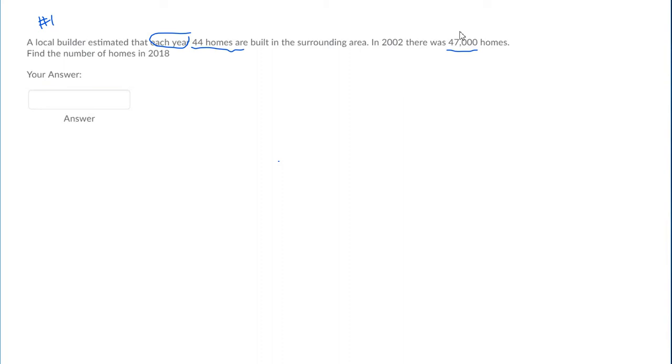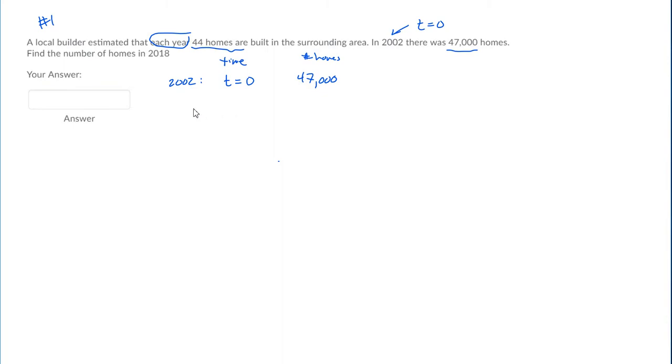So typically what we want to do, if this is a problem with dates, is make that first date time 0. So I'm going to call this x, or t equals 0 for 2002. So let's just make a quick data list. At time 0, which is really the year 2002, they're giving me the population, the number of homes, so 47,000 homes. So this is the time, and this is the number of homes.